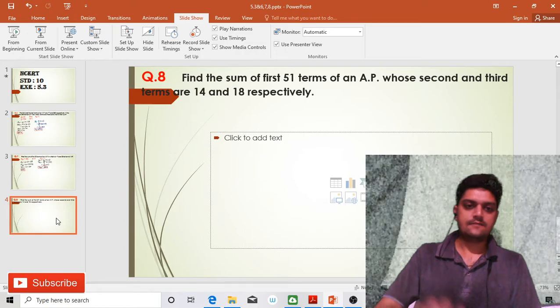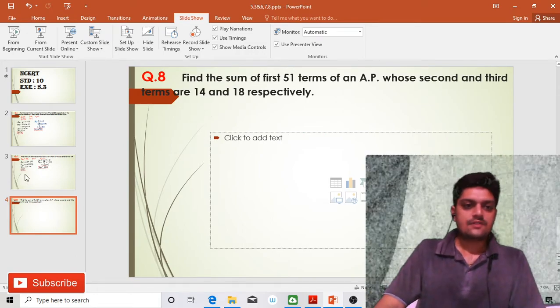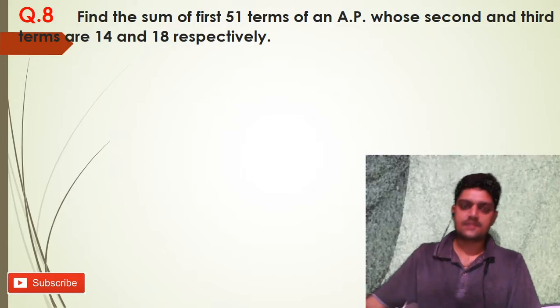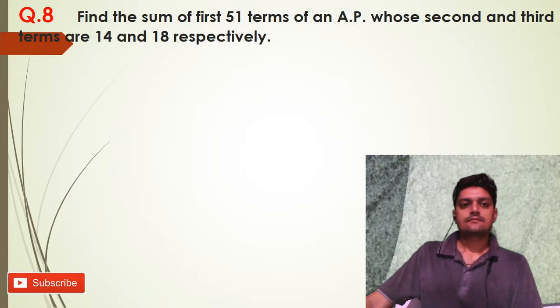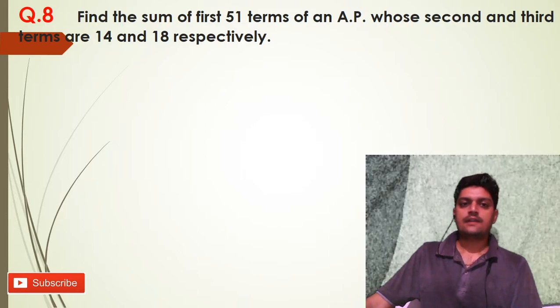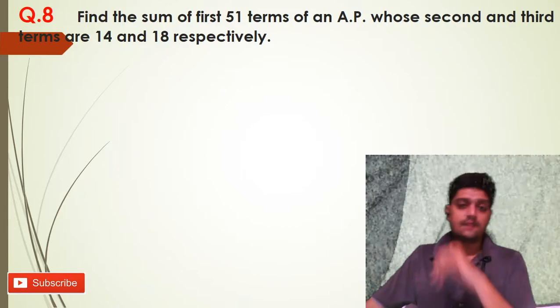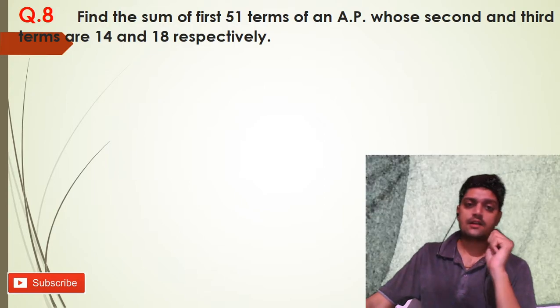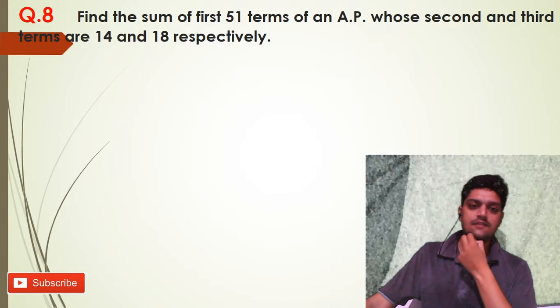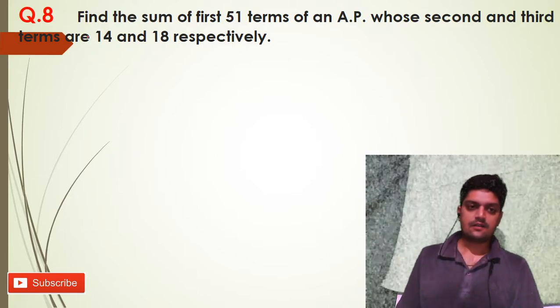Now the last question for today, the eighth question. Okay, so it says find the sum of the first 51 terms. Now we have to find the sum of 51 terms of an AP. The second term is given and the third term is given. So let me write all the data first.